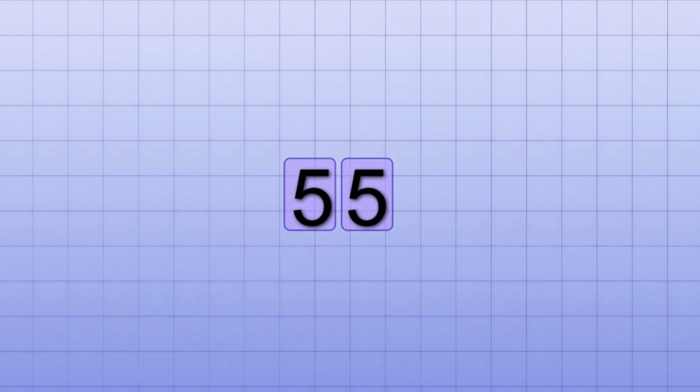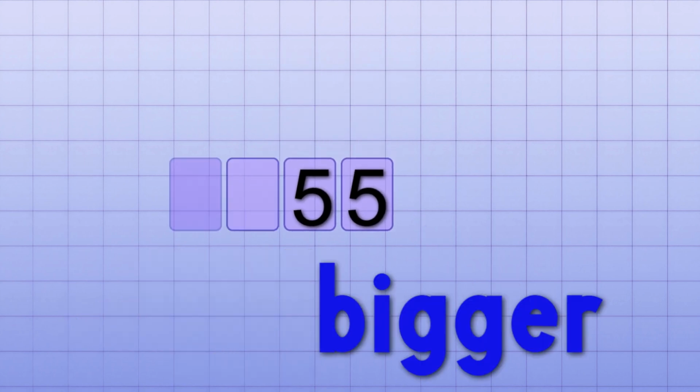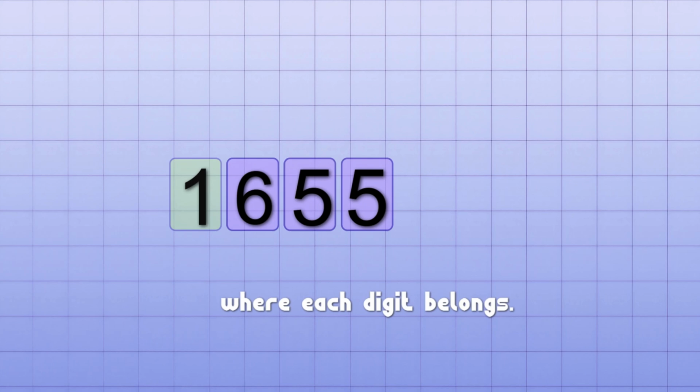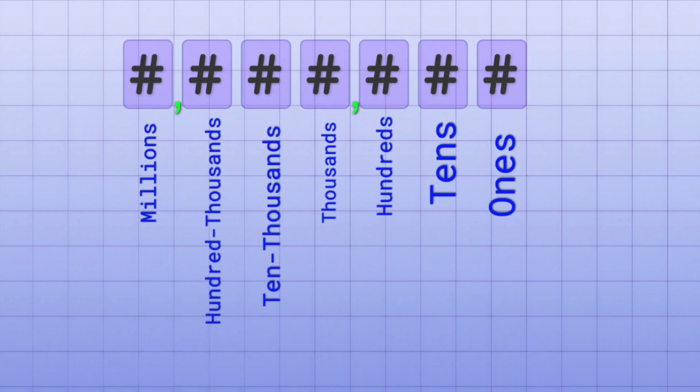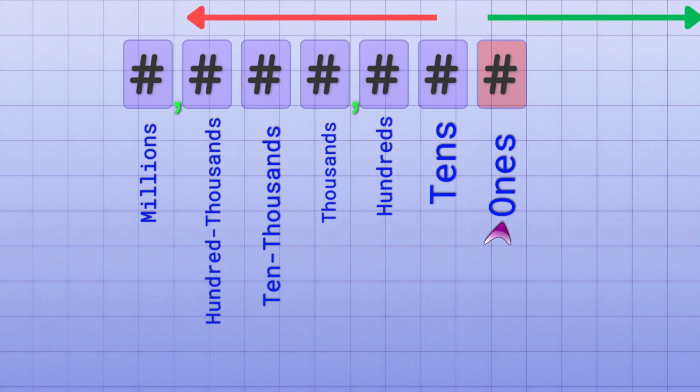In fact, as numbers get bigger, we need more and more place names to keep track of where each digit belongs. Here are the 7 basic place names you should know. But to understand these places, we need a starting point. The very first place is called the ones place. This is our starting point. That's why every new place is added to the left instead of the right.